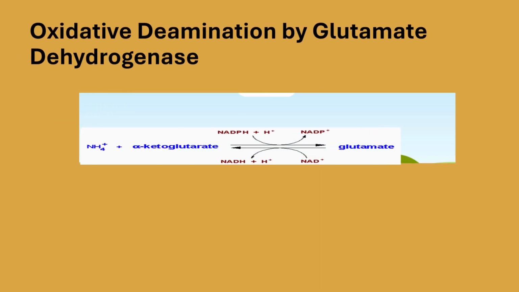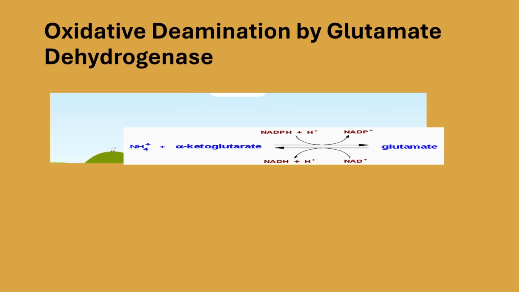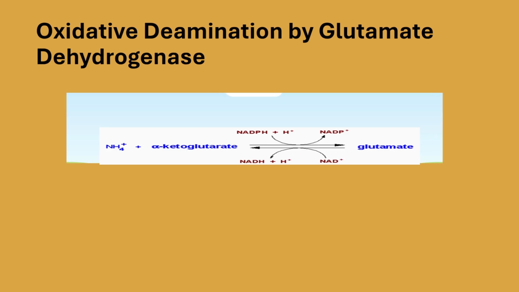Oxidative deamination reaction catalyzed by glutamate dehydrogenase is very crucial in the body. But, note, it is a reversible reaction. During the conditions that favor transamination and urea cycle, equilibrium favors the deamination of glutamate to form alpha-ketoglutarate and ammonia. However, during the conditions of elevated ammonia levels, equilibrium favors the formation of glutamate from ammonia and alpha-ketoglutarate.